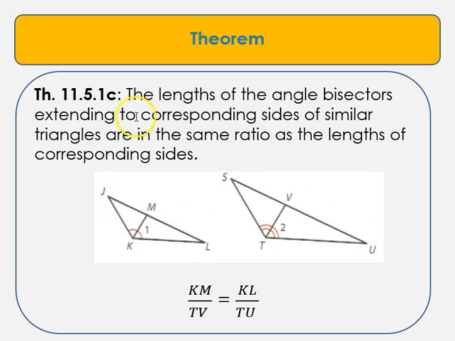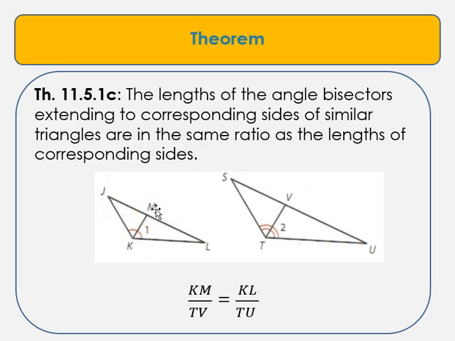Alright, another theorem in that series, this is 11.5.1c. The lengths of the angle bisectors extending to corresponding sides of similar triangles are in the same ratio as the lengths of corresponding sides. So once again, 2 triangles that are similar, and you can see that they have these angle bisectors.